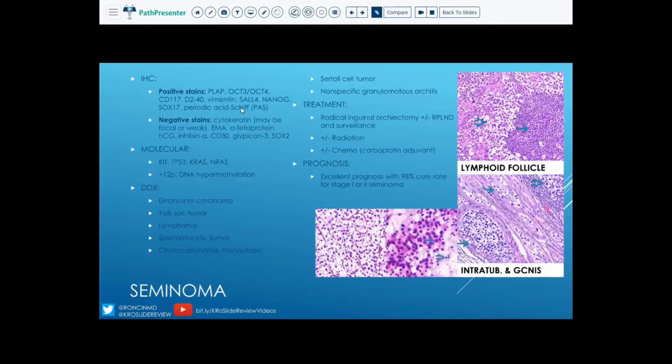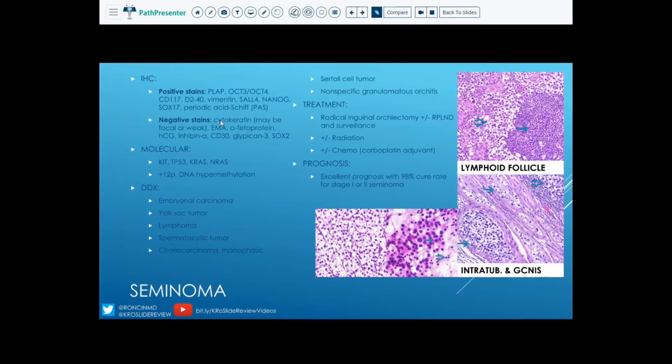Your stains, so OCT3/4, SALL4, SOX17, podoplanin, all these things are going to keep making appearances within these germ cell tumors. So I do encourage you to take a look at them. If you find a visual chart more helpful, then maybe that's something to create.